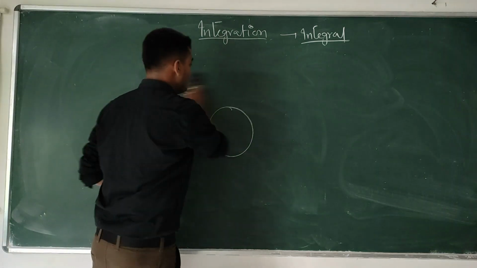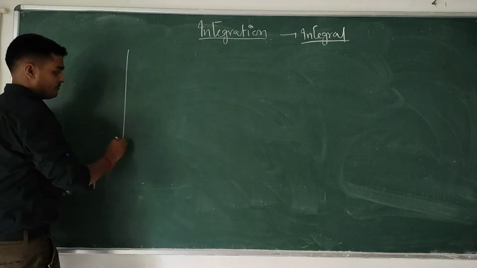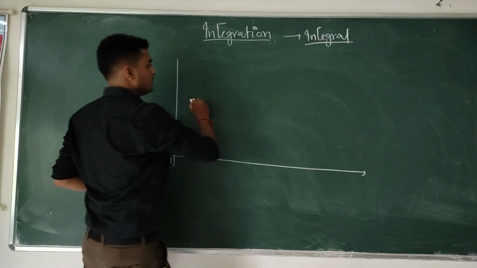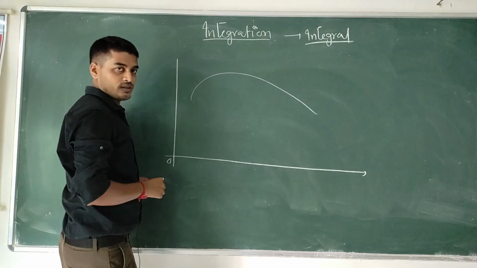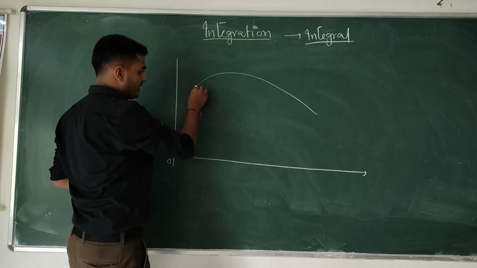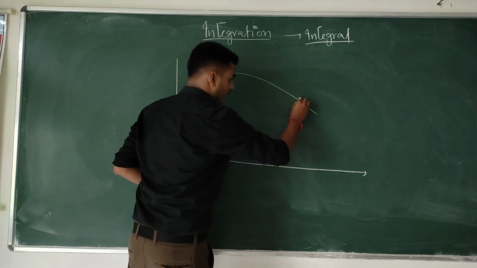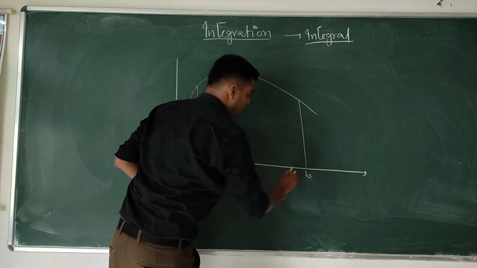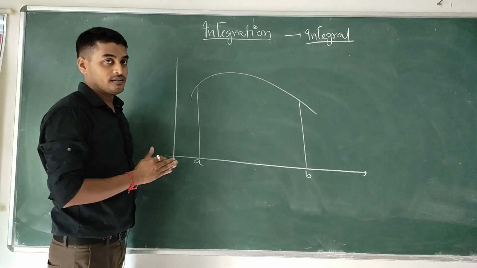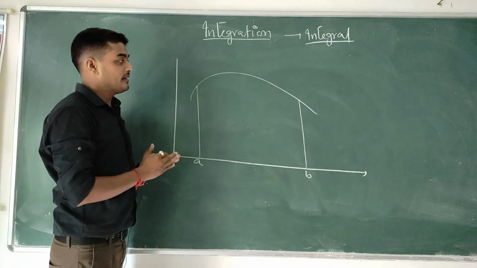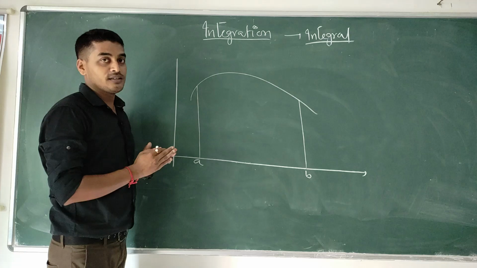That means suppose let us consider a function f. Suppose this one is the origin and suppose this is a curve formed by this function. Suppose you have to find the area of the curve between a and b. This is a curve bounded in between a and b. Find the area bounded by this curve. First of all, we will check whether the curve is a regular figure or not.